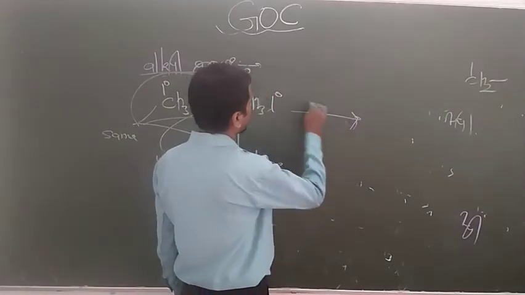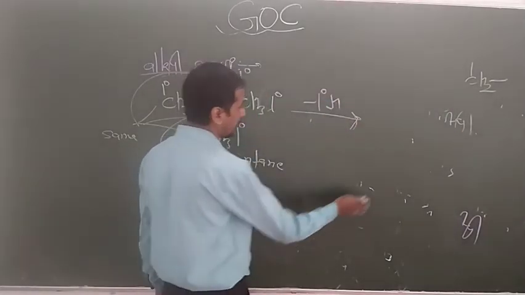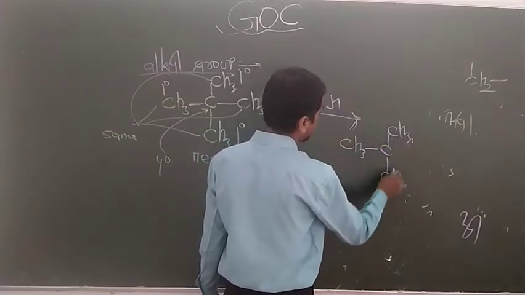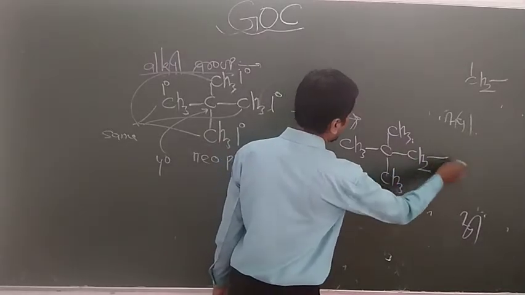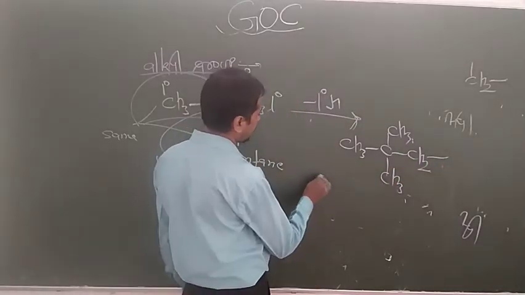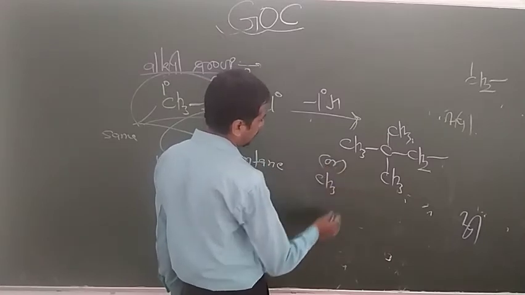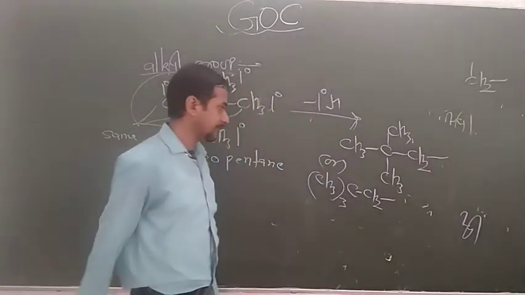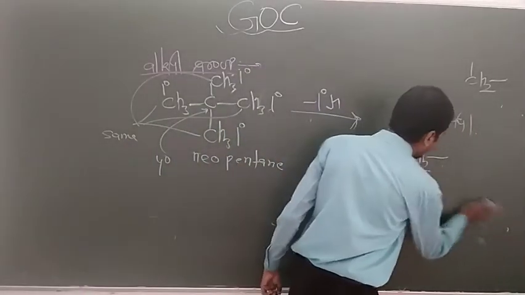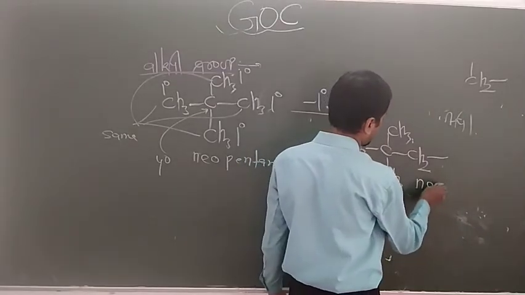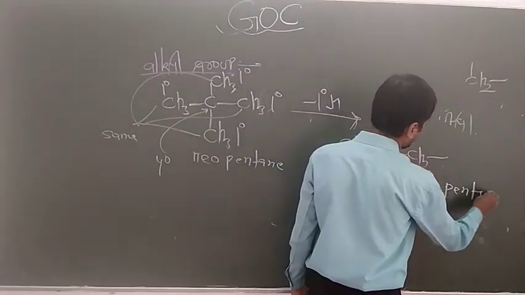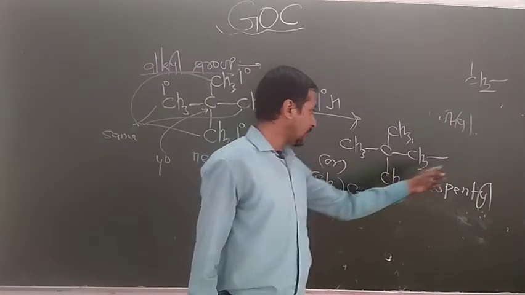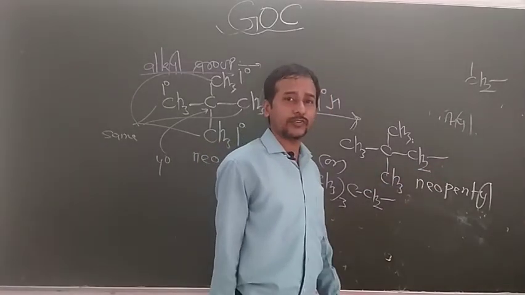So here what happens? Removal of 1 degree H will generate only a single formula, that is CH3 C CH3 single bond CH3 single bond CH2, with 1 bond free. This can also be written like this: CH3 whole thrice C CH2, 1 bond free. So this is known as neopentyl. One question may be raised: write the formula of neopentyl alcohol. You can write OH here so that you can find the formula of neopentyl alcohol.